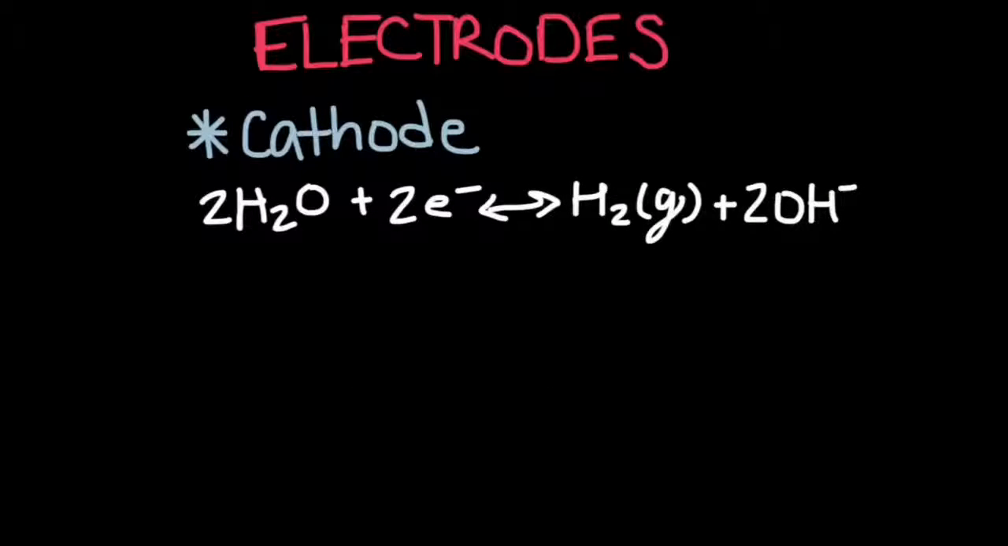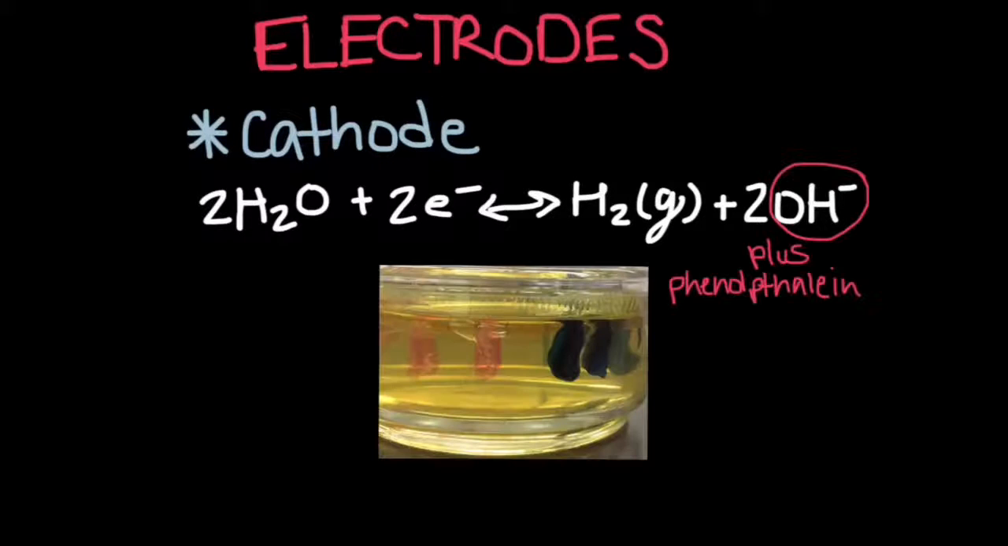At the cathode, electrons from the iron nail cause the reduction of water like we saw earlier. 2H2O plus 2 electrons yields hydrogen gas plus 2 OH-. The phenolphthalein in the electrolyte solution then reacts with the OH- to form the pink color.